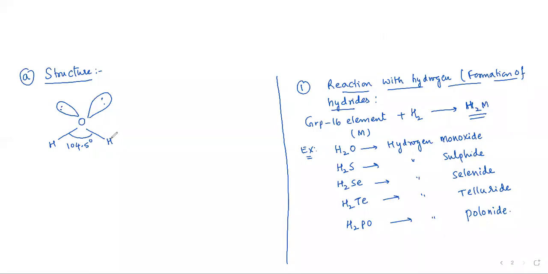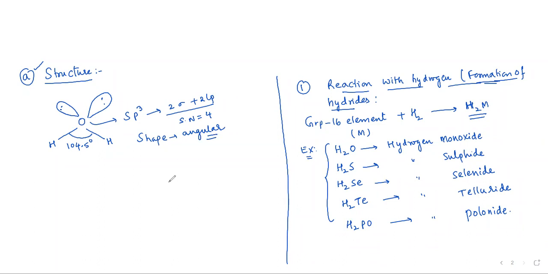Right, reaction with hydrogen, formation of hydrides can be given. All these are the examples of hydrides. Among them, we are talking about the first structure. In the H2O structure, the hybridization of the central atom is sp3, because there are 2 sigma bonds and 2 lone pairs. Steric number is 4. Hybridization is sp3, and the geometry shape is angular.